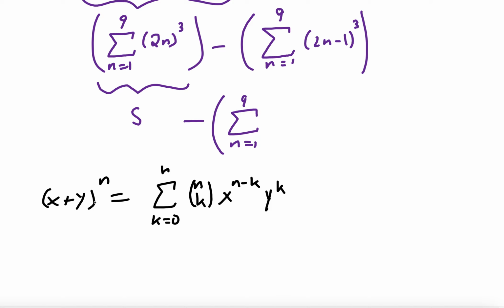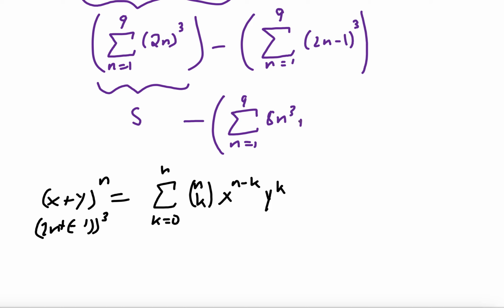In this case, of course, our y is negative 1, because it's the same thing as saying plus negative 1. X is 2n, and n is 3 here. And so now we can use the binomial theorem. What do we get? For the first term, we have (2n) cubed, which is going to be, of course, 8n^3.